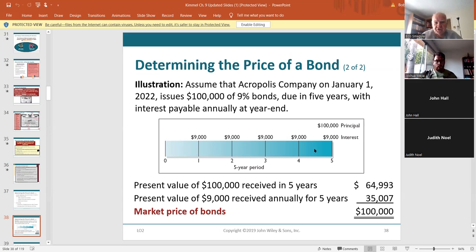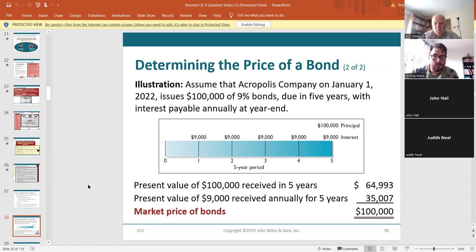Acropolis Company issued 100,000 9% bonds due in 5 years, and the interest is payable twice a year. Okay. So they went in and they determined what's called the present value. And we're going to talk hopefully a lot about present value in a few minutes. The present value of that 100,000 is 64,993. The present value of the 9,000 annually for 5 years is 35. It adds up to 100. In other words, this bond was issued at an interest rate equal to the market, no discount or premium. Present value of 100,000. These two numbers equal each other. That 100,000 equals the 65. This 9,000 equals the 35,000.